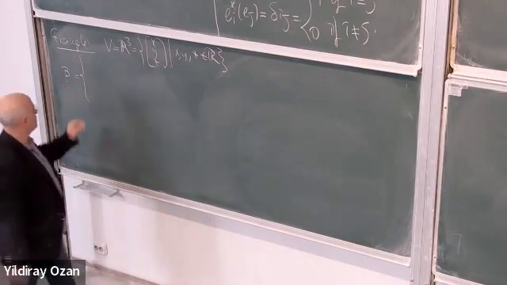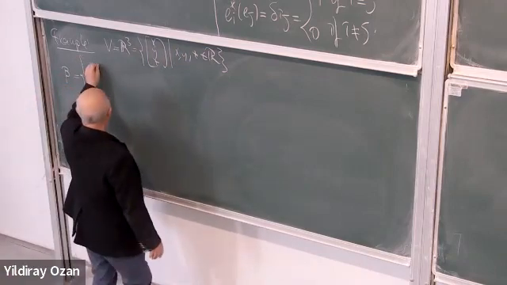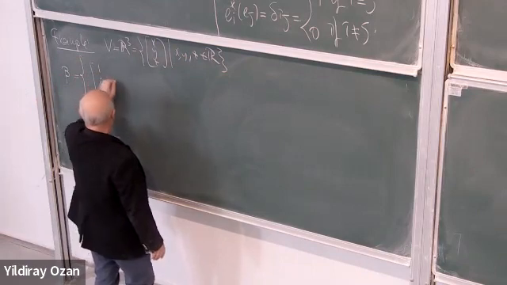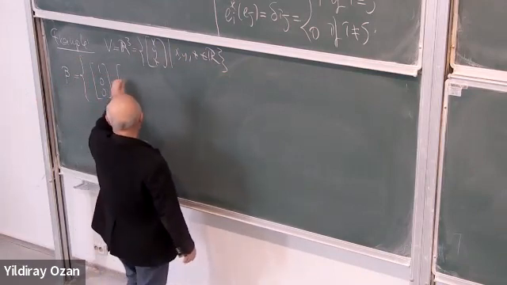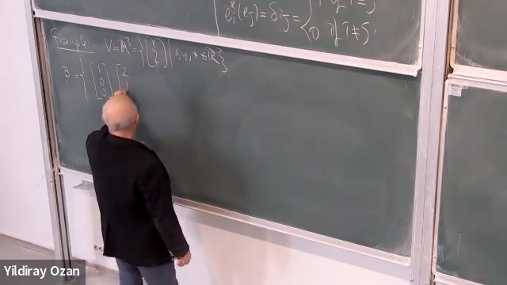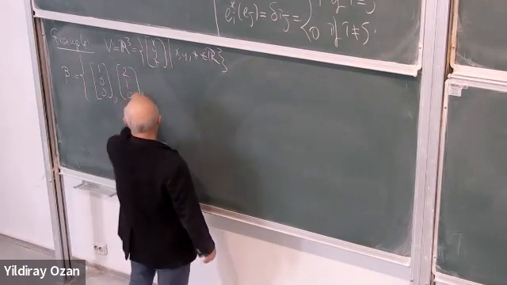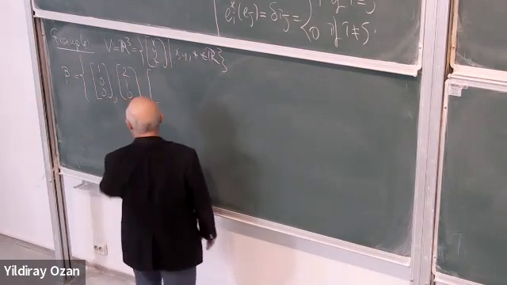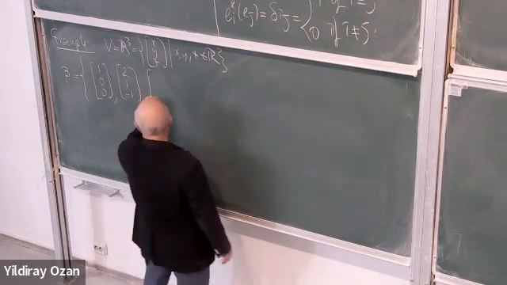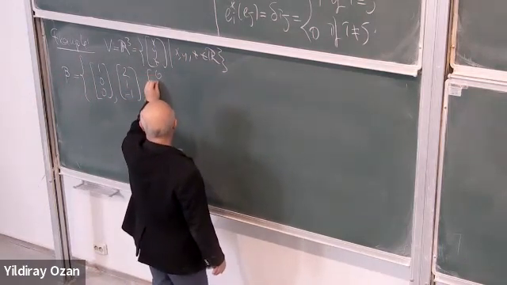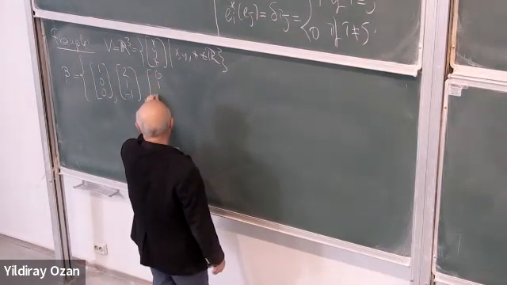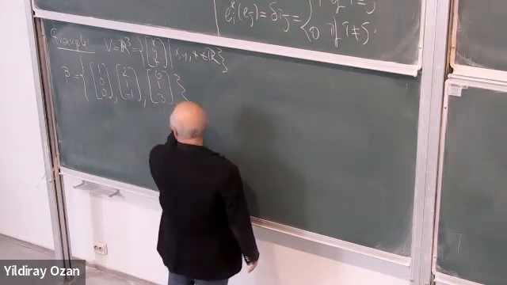Okay, let me choose this basis. 1, 0, 1, and then 2, 1, 0, and minus 1 and 0, 1, 3. Okay.